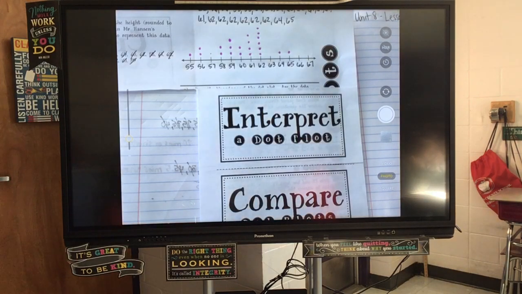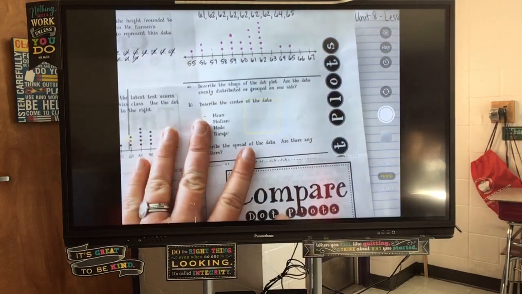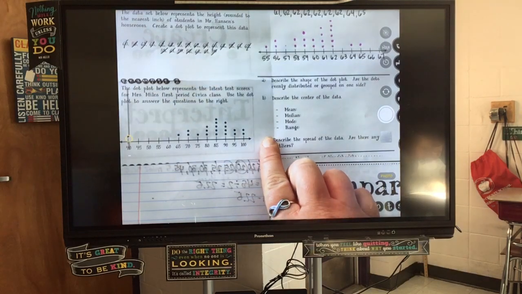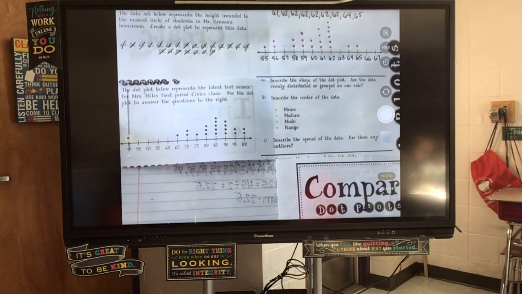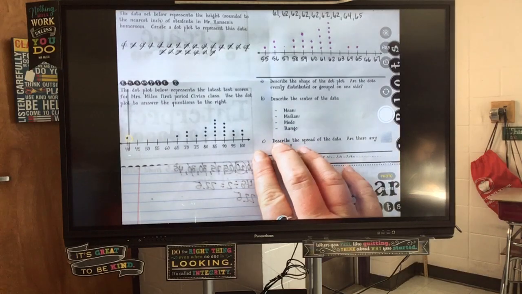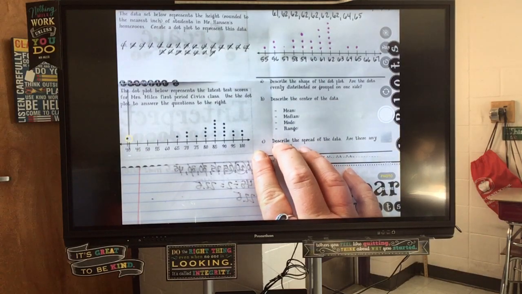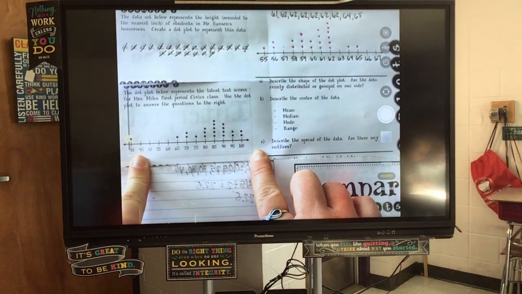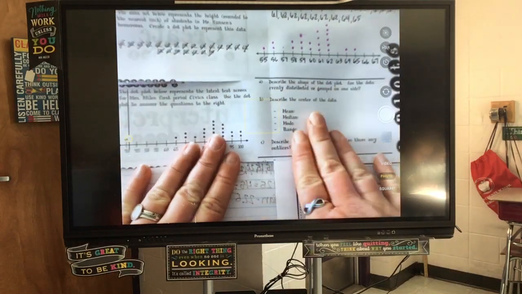All right, so the next one we're going to is going to be interpreting a data plot, a dot plot. This is where you are going to hear some new words today that you've never heard before. It says, the dot plot below represents the latest test scores for Mrs. Miles' first period civics class. Use the dot plot to answer the questions to the right. So this dot plot's already done for us.